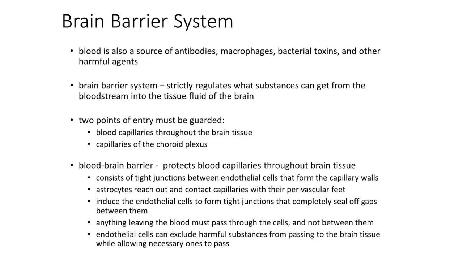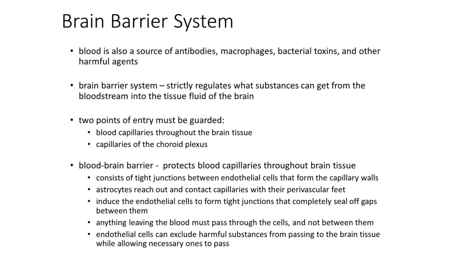The brain barrier system. The blood is also a source of antibodies, macrophages, bacterial toxins, and other harmful agents. The brain barrier system strictly regulates what substances can get from the bloodstream into the tissue fluid of the brain. So basically, the brain barrier system is controlling what is going to be able to get into the tissue of the brain and the fluid of the brain, because we have to be highly selective as to what is going into our brain and into those neurons, because they are basically controlling our entire body. So we need to make sure that not just any old chemical is getting in, right?